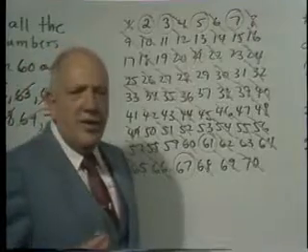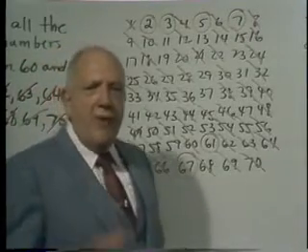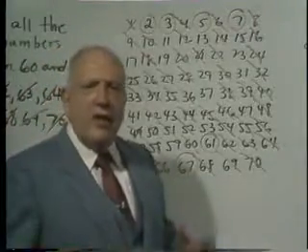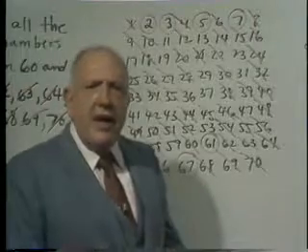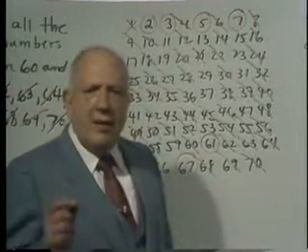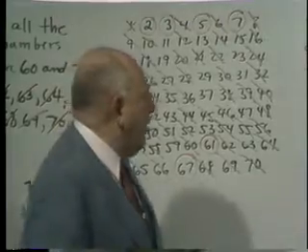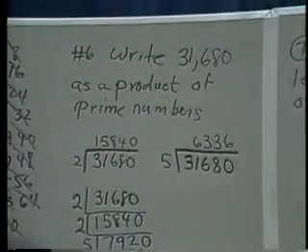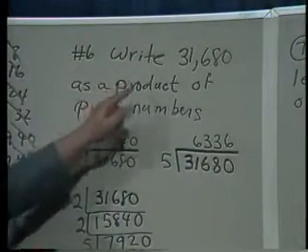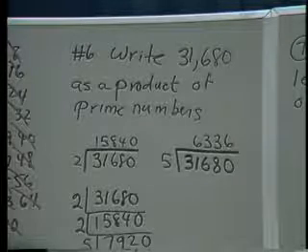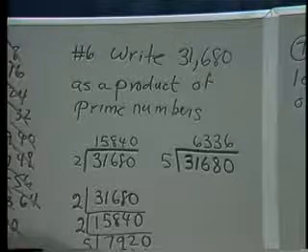Now, why do we use prime factors? Because prime factors allow us to break down big numbers into products involving smaller numbers. And that's all problem number 6 asks us to do. Problem number 6 says, write 31,680 as a product of prime numbers.